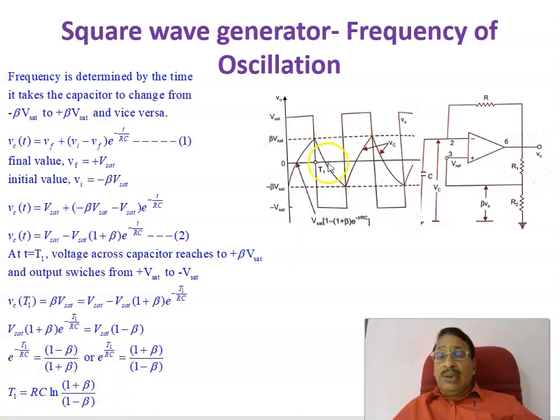Therefore, this is the equation for the time period t1, because the total time period, capital T, is twice t1, and t1 is given by the time constant R into C into natural logarithm of (1 plus beta) divided by (1 minus beta), where beta equals R2 divided by R1 plus R2.